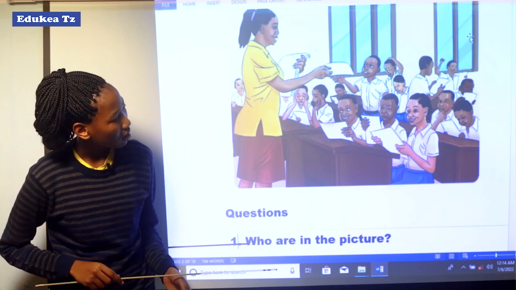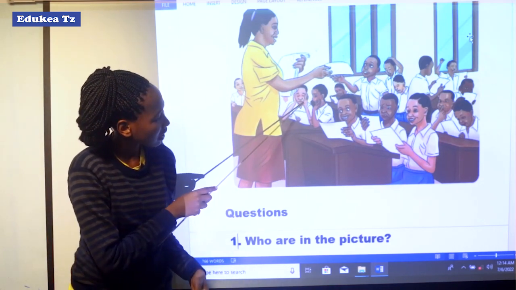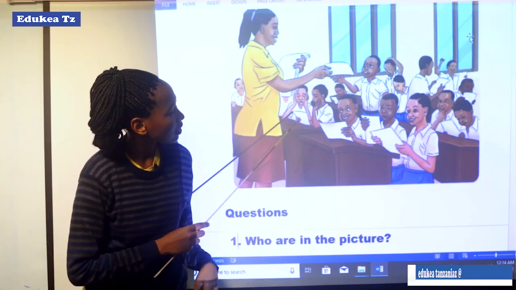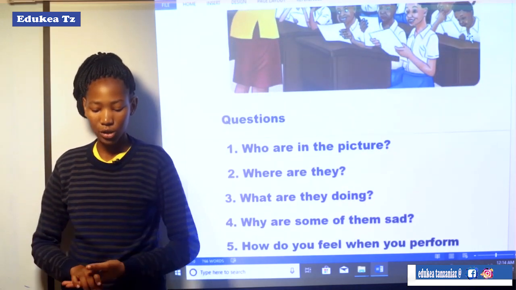different students. The students have different feelings. There are people who are sad, happy, and others. Also, there is a teacher. After that, we are going to answer the questions.